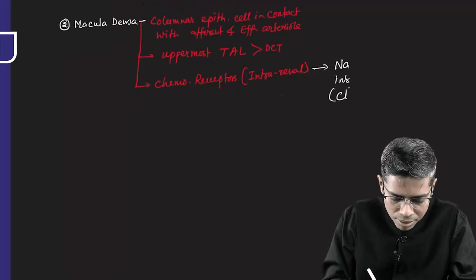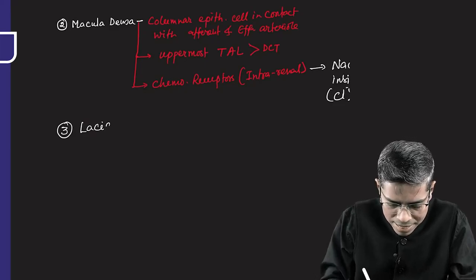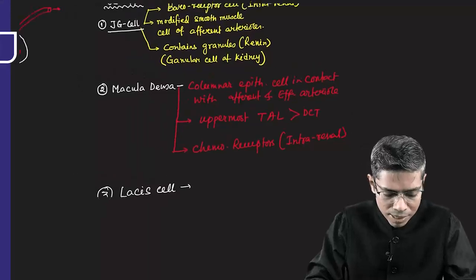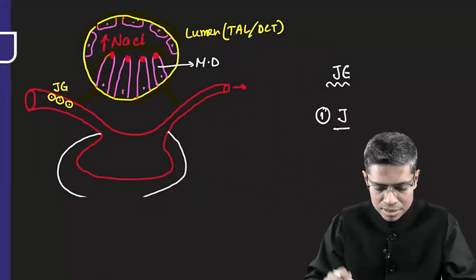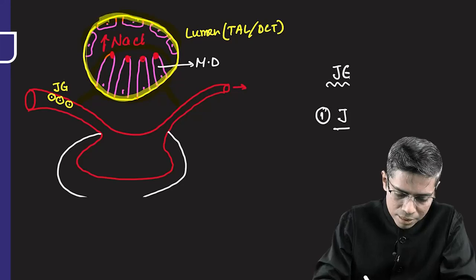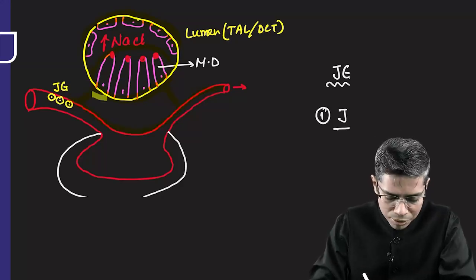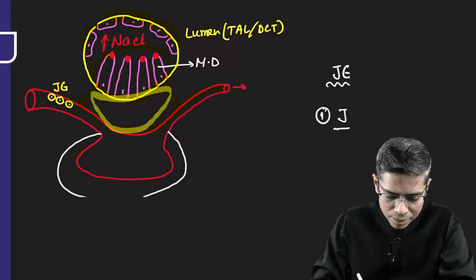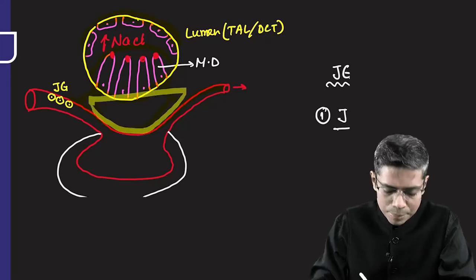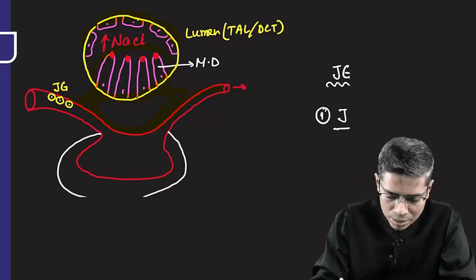Now look at the third component of this JG apparatus. The third component is known as the Lacis cell. First of all, we have to find out where these cells are located. If you look at this diagram, this is the tubular lumen, and this is the afferent and efferent arteriole. In between these two structures, there is an almost triangular space, and in this triangular space there are certain mesangial cells. So I am drawing these cells.